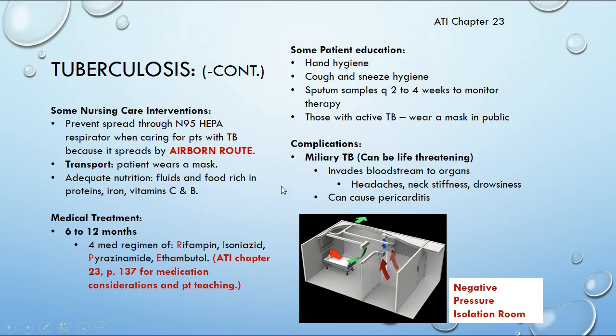Miliary TB can be life-threatening. This is basically when TB spreads. It goes into the bloodstream and it affects organs. And obviously, if it goes to organs, it can cause pericarditis. Patients who have TB need to be put in a negative pressure isolation room. Basically, if you look at this picture, air goes in and then it goes out an exhaust system out into the environment.